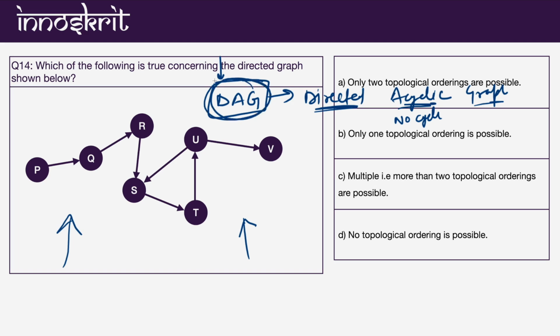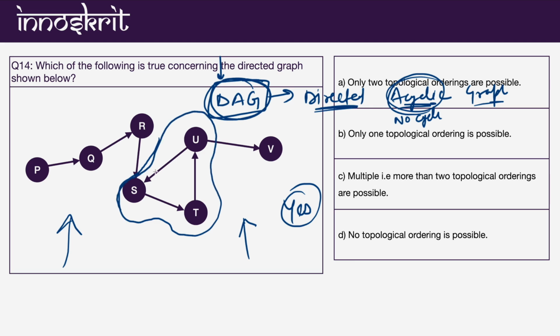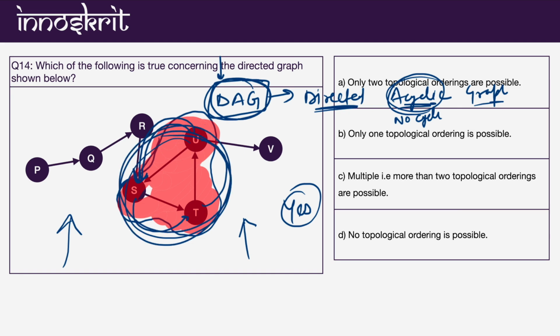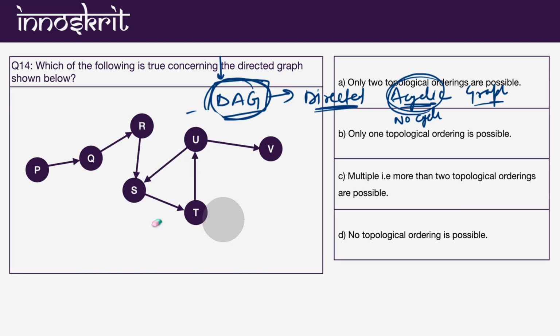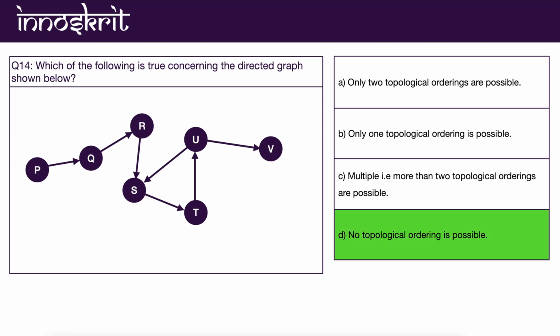Whether this graph is directed, yes, this is directed, we can see these directions. Whether this graph is acyclic, that is very important. If you look at this part, it is not acyclic. It is cyclic. From U you jump to S, from S you jump to T, and from T you jump to U, and then from U to S again, and you will run into the cycle. Look at it very carefully. This is forming a cycle, so we cannot have any topological ordering for this graph. The answer to this question is that no topological ordering is possible.